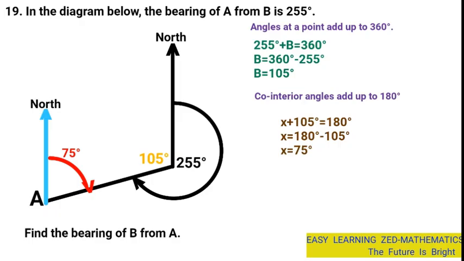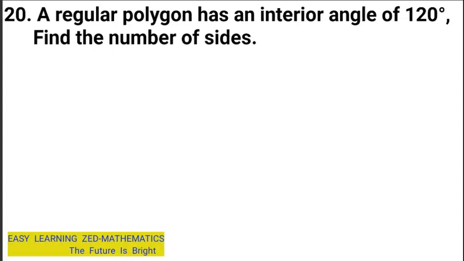Okay, so let's go to question number 20. Question 20 was as follows. A regular polygon has an interior angle of 120 degrees. Find the number of sides. So what you need to understand is what a regular polygon is. A regular polygon is a polygon with equal sides and equal angles, either interior or exterior. They are all equal. So this is the polygon we are given.